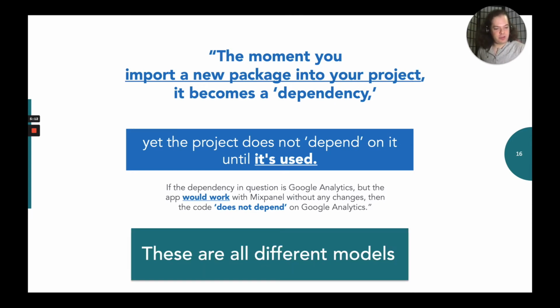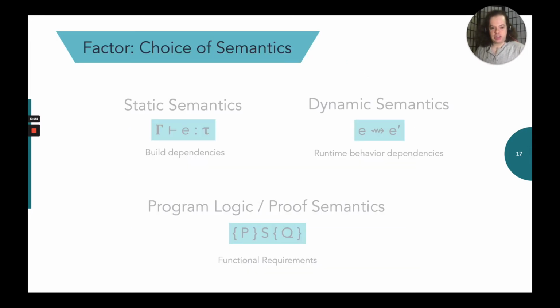So these aren't just different questions. These are actually different models of execution, different meanings of what it means to run the app. And we saw 3 of them in play. There's a static semantics, whether a program is well formed. And these correspond to build dependencies.